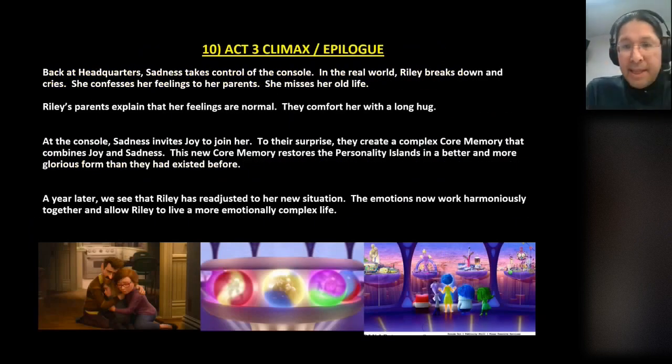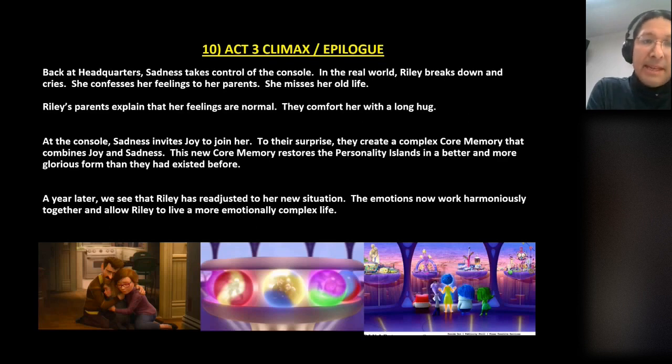And finally, we're at the end. Back at headquarters, Sadness takes control of the console. In the real world, Riley breaks down and cries. She confesses her feelings to her parents. She misses her old life. Riley's parents explain that her feelings are normal. They comfort her with a long hug.